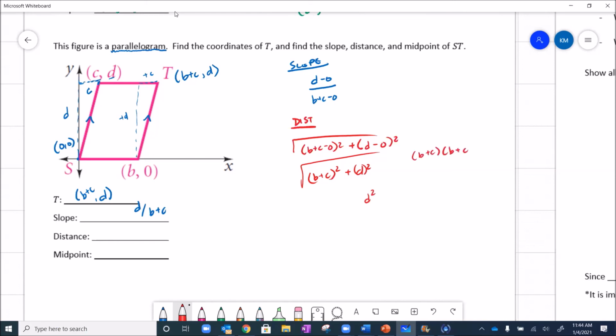B plus C times B plus C, which gives us B squared plus BC plus BC plus C squared. So we get that B squared plus 2BC plus C squared plus D squared. Woo. All right, there we go. Not the prettiest answer, but an answer nonetheless. So B squared plus 2BC plus C squared plus D squared.